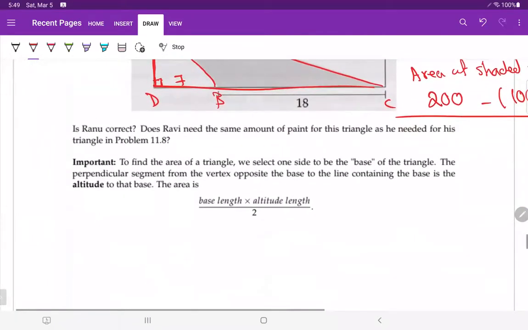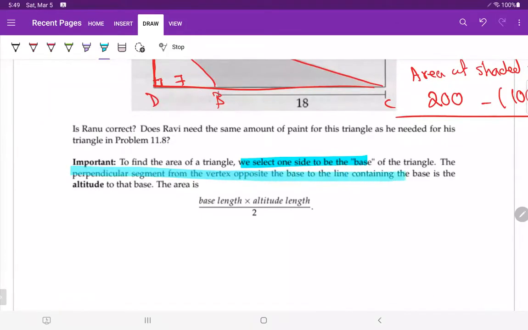To find the area of the triangle, we select one side to be the base. This is important. The perpendicular segment is going to be the height.